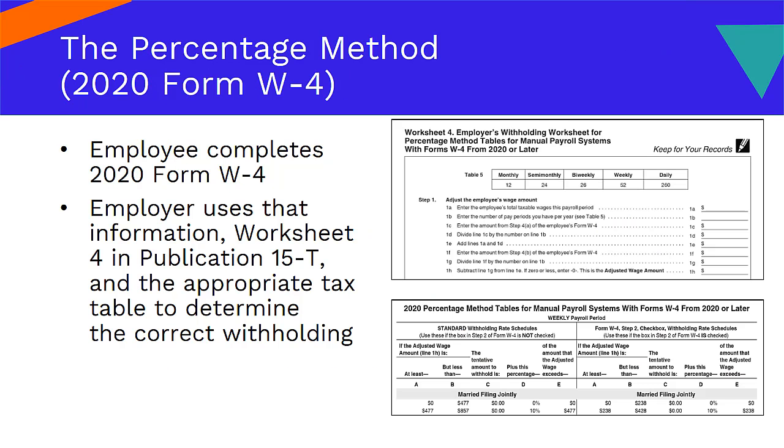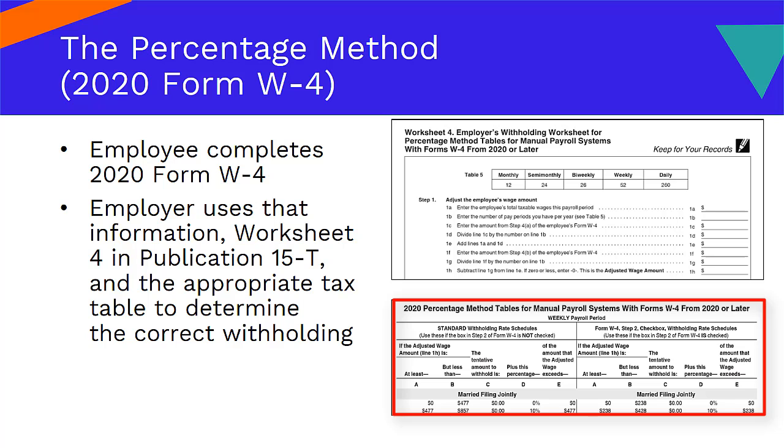Now for the 2020 Form W-4 with the percentage method, the employee completes the Form W-4. Then the employer uses that information, also Worksheet 4 in Publication 15T. You see Worksheet 4 here on the slide. And then the appropriate tax table is used to determine the correct withholding. And you see the 2020 percentage method tables here also on the slide at the bottom.